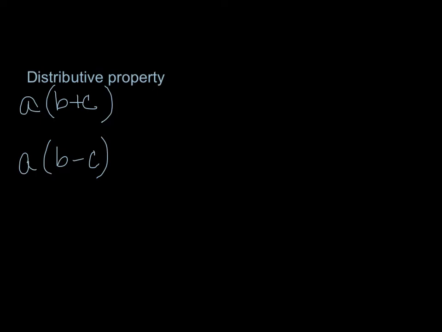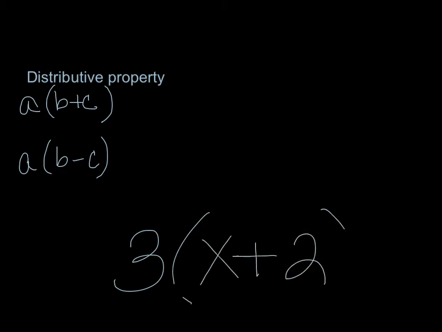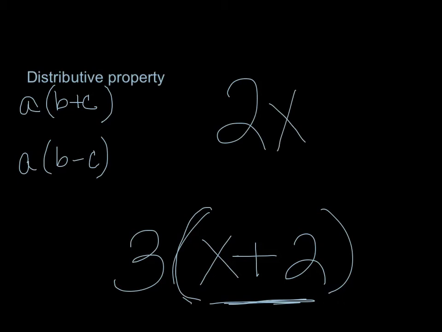So let's take a look at this variable expression, 3 times (x plus 2). Well, I can't add x and 2. No, it's not 2x, that's 2 times x. That's not x plus 2. So let's erase that. So we're back. Can't add x and 2. So how do we make this expression simpler? Well, we will apply the distributive property.